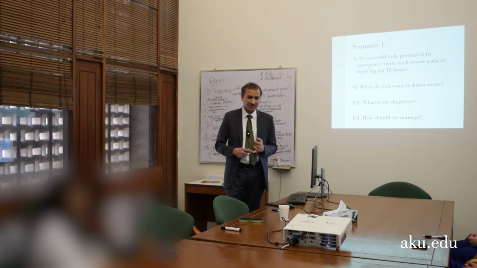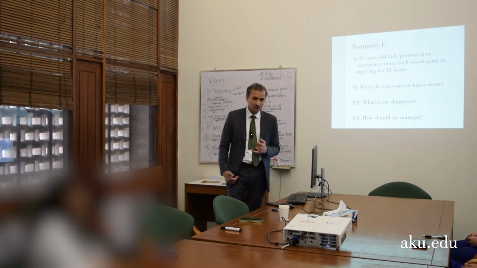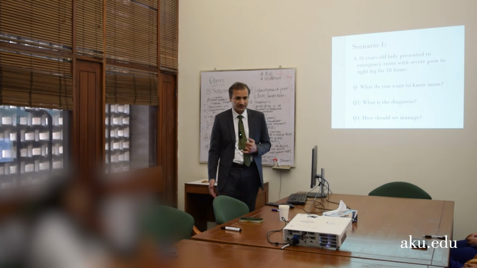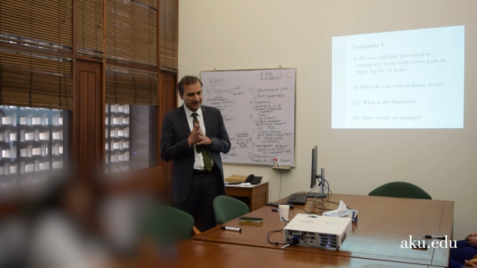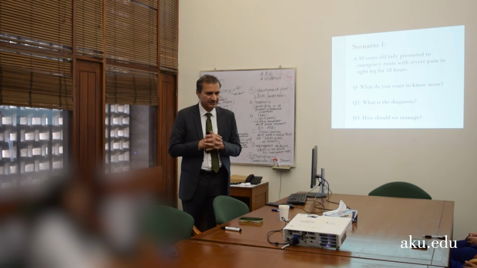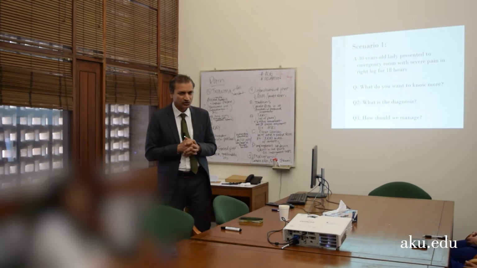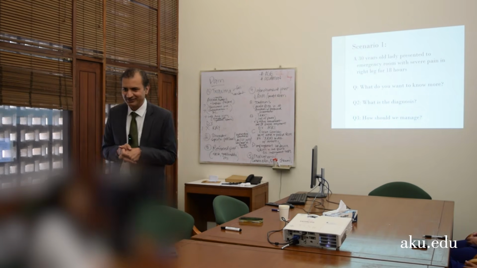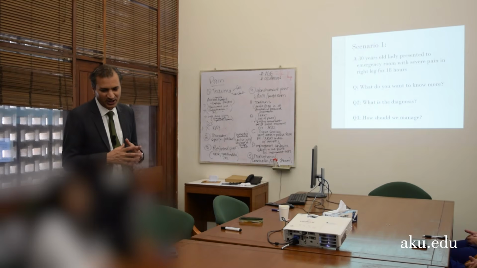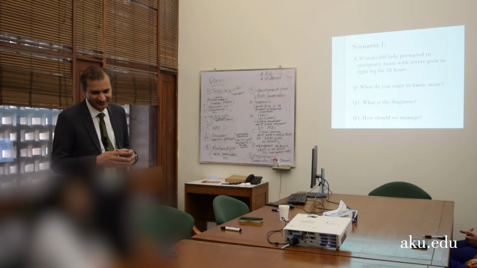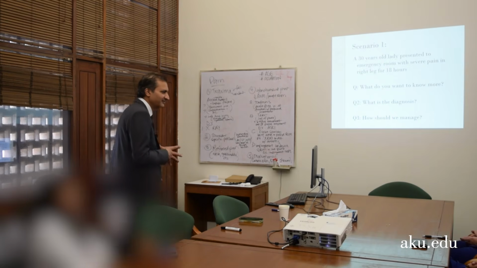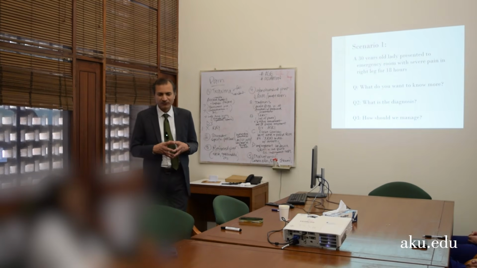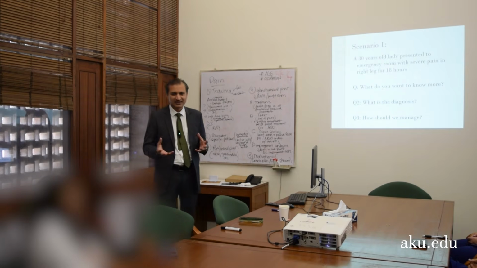The pulses are lost from the femoral. There is no popliteal pulse, no pedal pulse. There is mild paresthesia of the toes, and there is no paralysis. What is your diagnosis? Acute limb ischemia, due to an embolus coming from the heart.